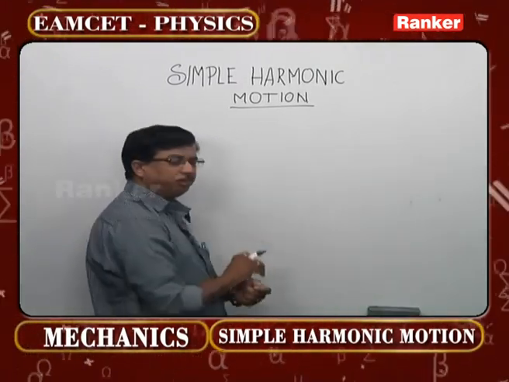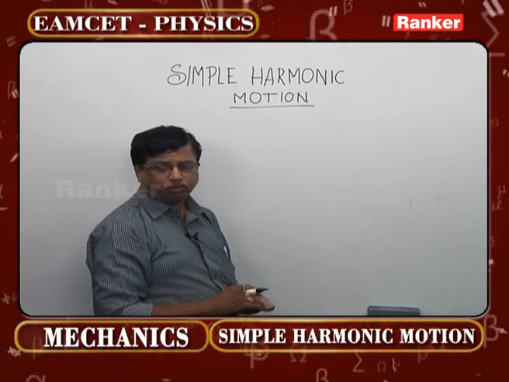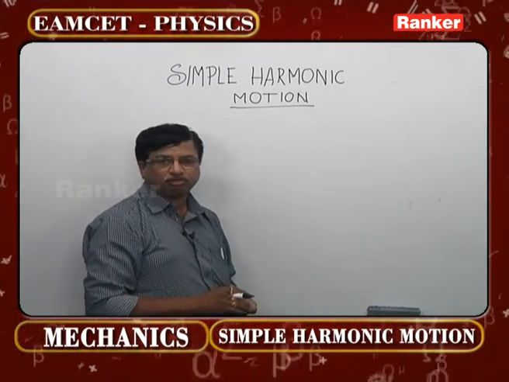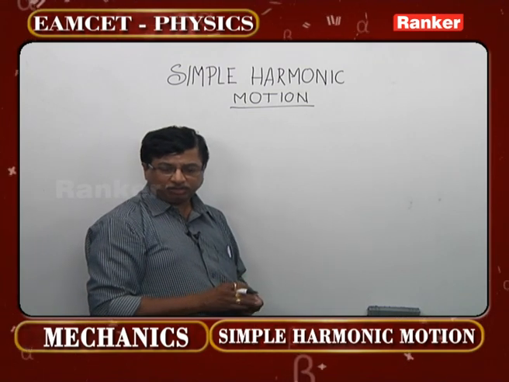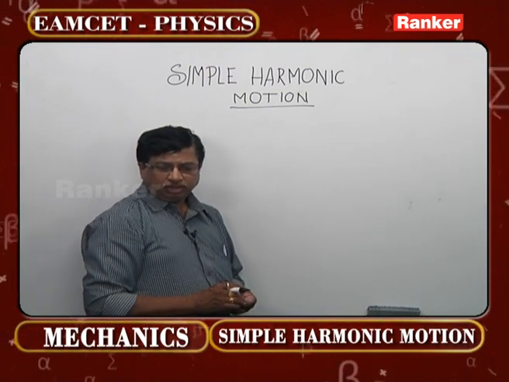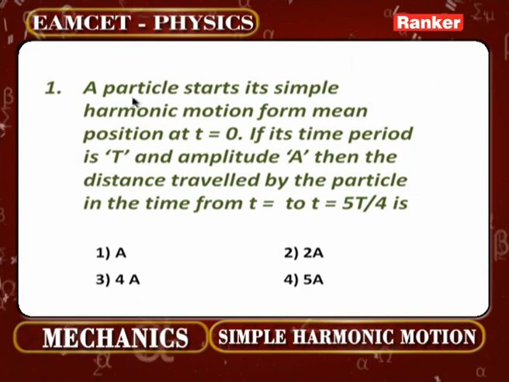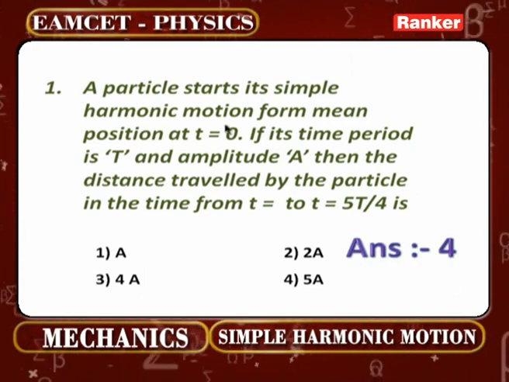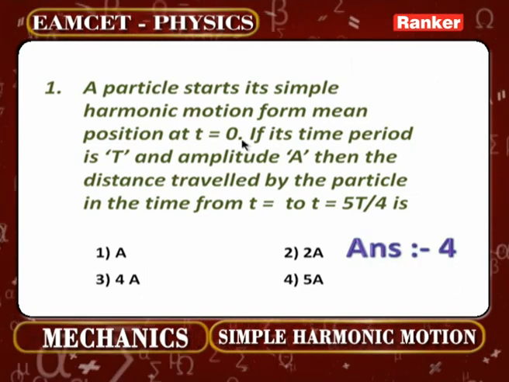So, taking these things into consideration, let us work out a few problems based on this particular chapter. Let us take the very first number over here. A particle starts its simple harmonic motion from mean position at t is equal to 0.